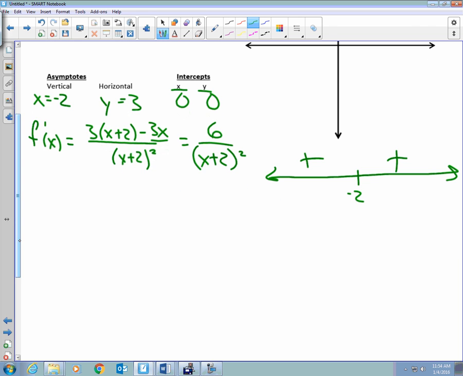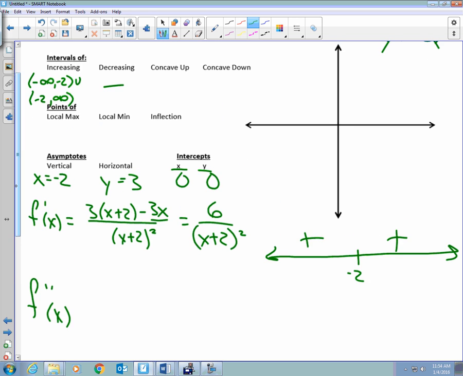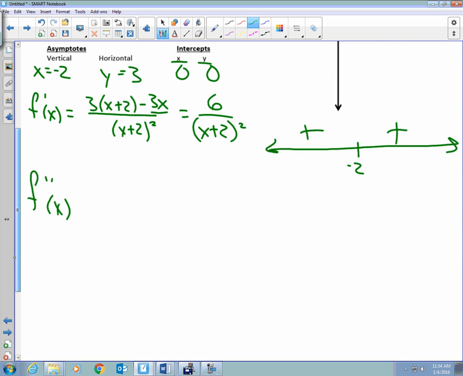I do the second derivative. In order to do the second derivative, let's do local max and local min while we're at it. Max occurs where it changes from positive to negative. Min occurs where it changes from negative to positive. F double prime of x. In order to take this derivative, what rule should I use?